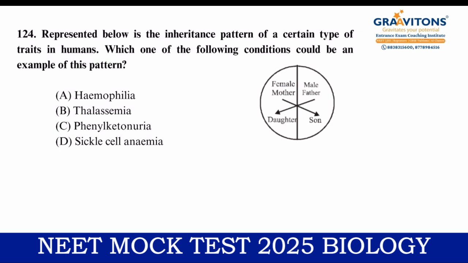represented below is the inheritance pattern of a certain type of traits in humans. Which one of the following conditions could be an example of this pattern? So let us analyze the pattern first. From the mother, the disease is passed to the son, and from the father it is passed to the daughter. So it shows a crisscross inheritance which is found only in sex-linked diseases. So all these diseases are autosomal. Answer should be option A. Hemophilia is the option.